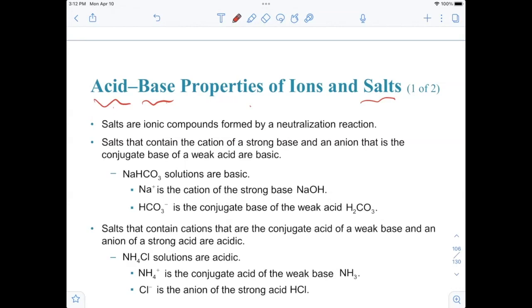So for this part here, make sure I'm recording and the audio is on and I'm sharing my screen. For this part, we're looking at acid-base properties of ions and salts. So a little background information here. Let's go ahead and look at Arrhenius' definition. So Arrhenius' definition gives us the background of how the salt is made, right?